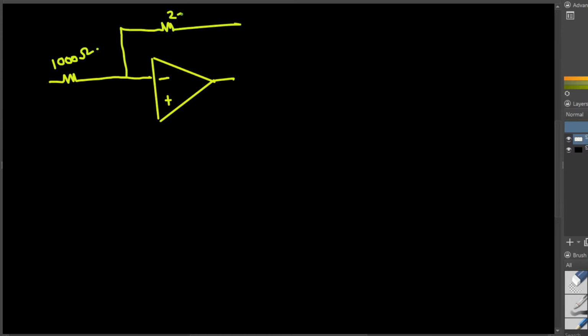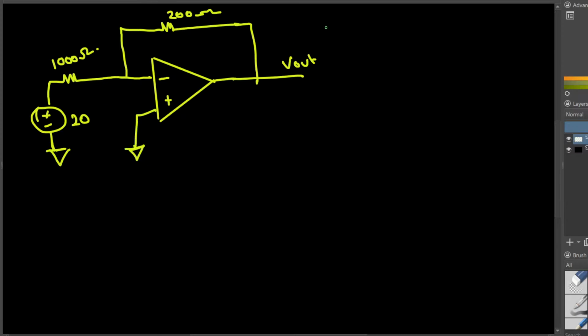Let's say we have an ideal op-amp circuit given like this. We have an op-amp, and this is the minus terminal, plus terminal. We have the output, and let's say the resistance here is 1000 ohm, and this one is connected with a 200 ohm resistance, and here we have the V out. Let's say we have 20 volt input right here, and this one is connected to the ground. What's the V output here?